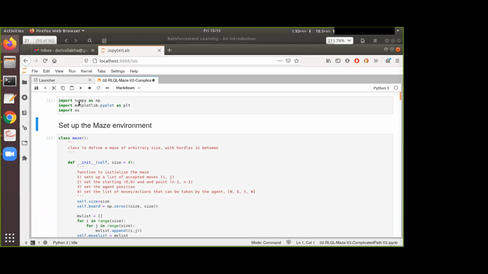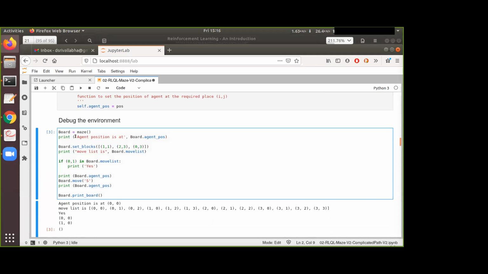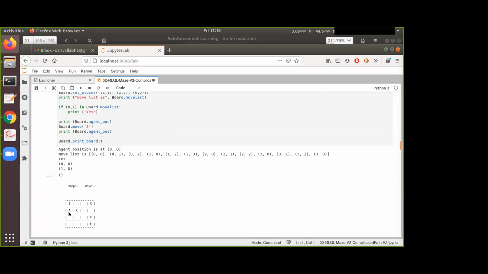Shift enter will run the cell like in any other Jupyter notebook. Shift plus enter will run. So now what I am doing is starting a board, initializing a board, saying that the board is this, and the agent position is here. If I do that, there is a board that is initialized and the agent position is at 0, 0. I am setting block set 1, 1, 2, 3 and 0, 3. These are the three places where I am setting blocks. The indices start from 0. So this is 0, 1, 2, 3 and 0, 1, 2, 3. So 1, 1 is this, 0, 3 is this and 2, 3 is this.